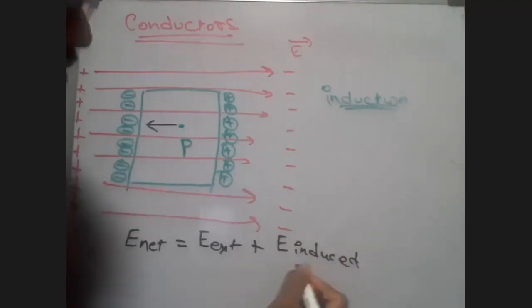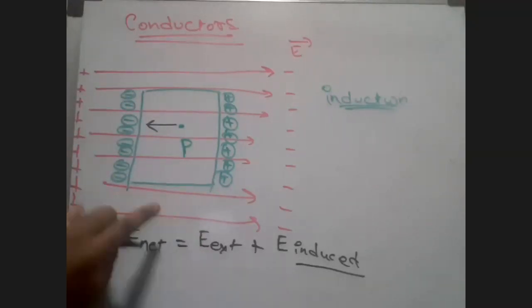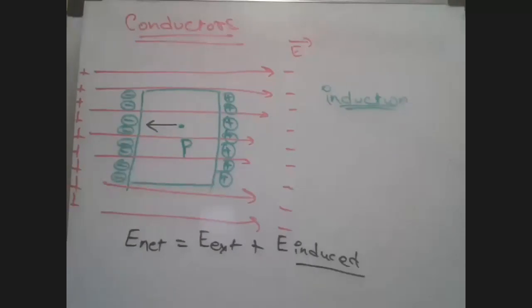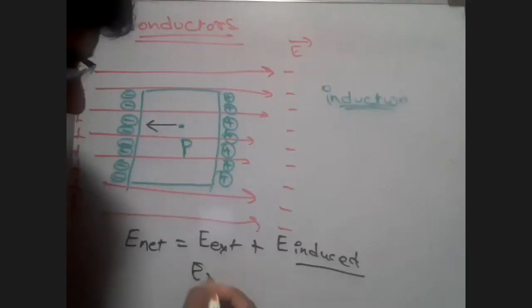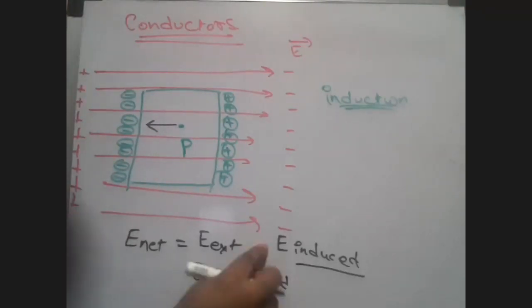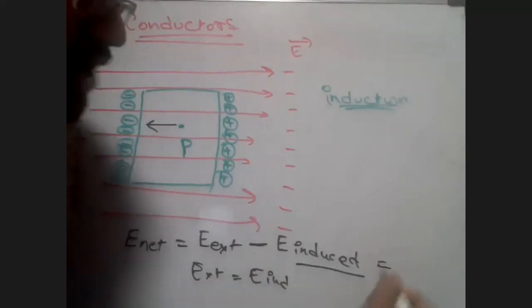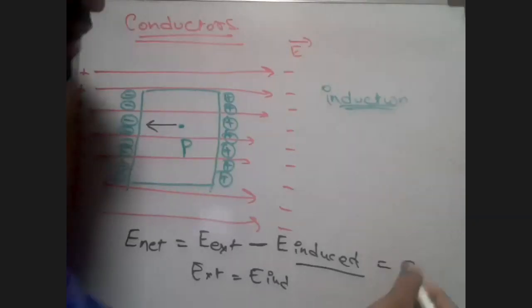where electric field induced means the electric field in the conductor, and E external is the electric field due to the external source. After the entire charge is redistributed, E external will be equal to E induced, but in the opposite direction. So E external minus E induced: if E external is equal to E induced, what am I going to get? 0.